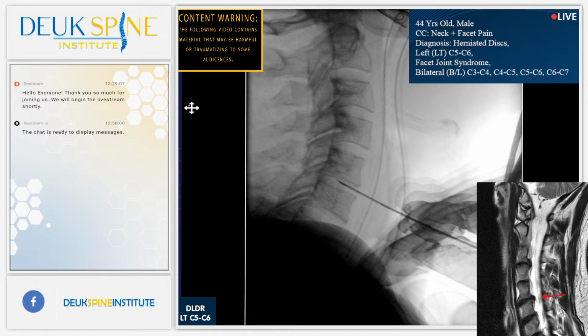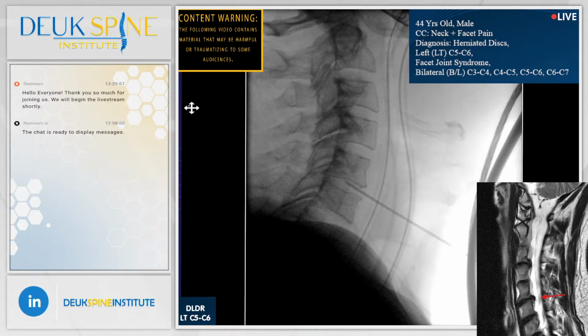We're ready to go. We're going to do a discogram. 2, 3, 4, 5, 6. If you notice, I count like 5 different times. Why? Because you want to make sure as a surgeon you are operating on the right level. Shot. And it's very important you don't ever operate on the wrong disc.